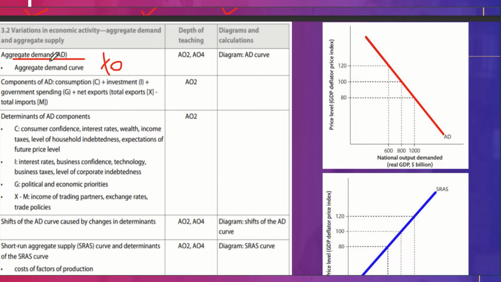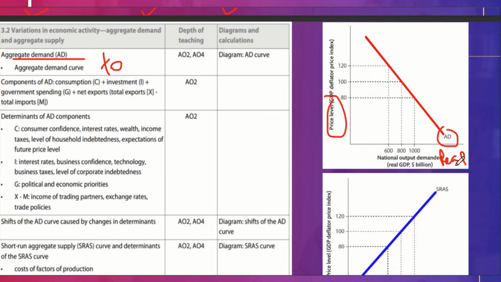Aggregate means total. Aggregate demand means total demand in the country. So like a demand curve, the aggregate demand curve is also downward sloping. Remember, on the vertical axis it is the average price level, and on the horizontal axis, or x-axis, it is real GDP, or national output, or real output. You can mention real GDP, real output, or national output.